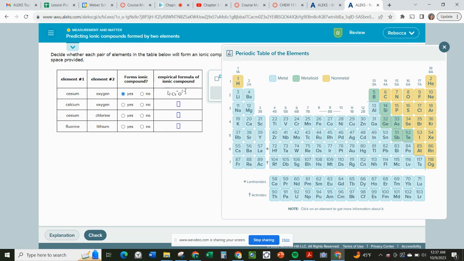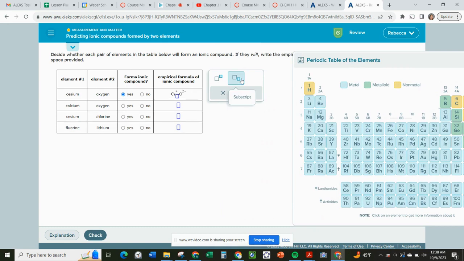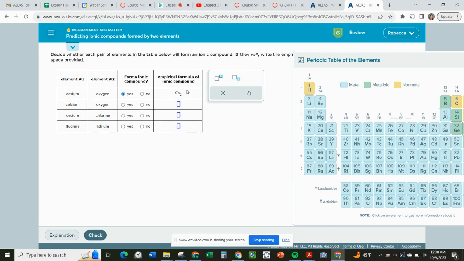So the empirical formula, we always put the metal first, the cation goes first, and then the anion. And then we crisscross the charges. So there's 1 plus charge here, and 2 minus charges here. So we need 2 of these plus charges to balance 1 oxygen. So we're going to crisscross. This needs to have 2 cesiums because there's a -2 on the oxygen. So crisscross, 2 cesiums for 1 oxygen. And then we just get rid of that charge.